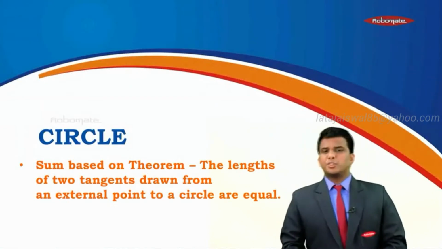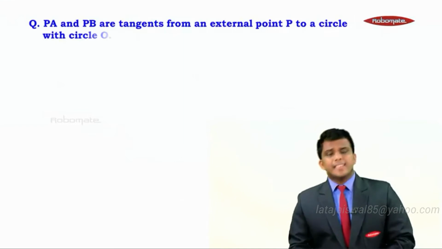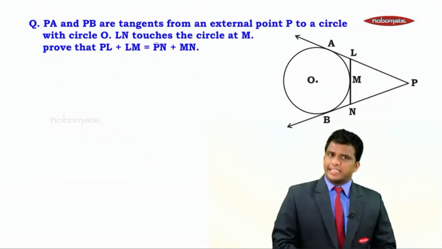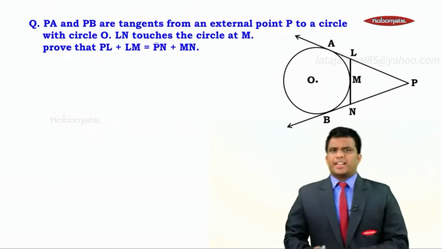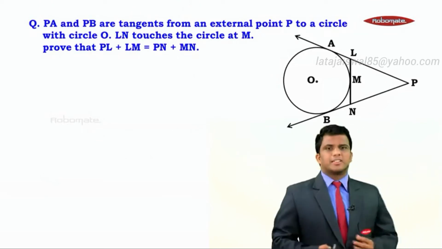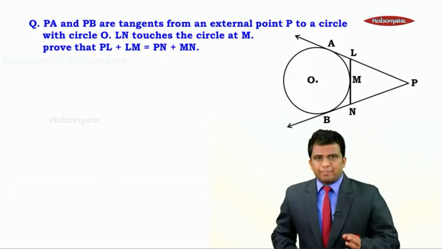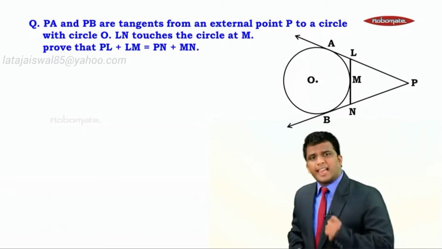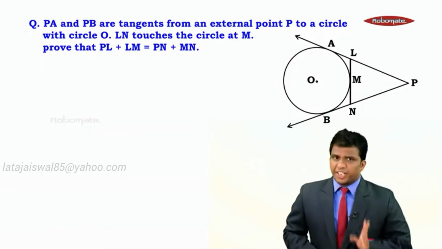Theorem: the lengths of two tangents drawn from an external point to a circle are equal. Starting with a very easy sum. The sum is supported with a figure. It says that PA and PB are tangents from an external point P to a circle with center O. LN touches the circle at M. Prove that PL plus LM is equal to PN plus MN. That's what we need to do in this sum.